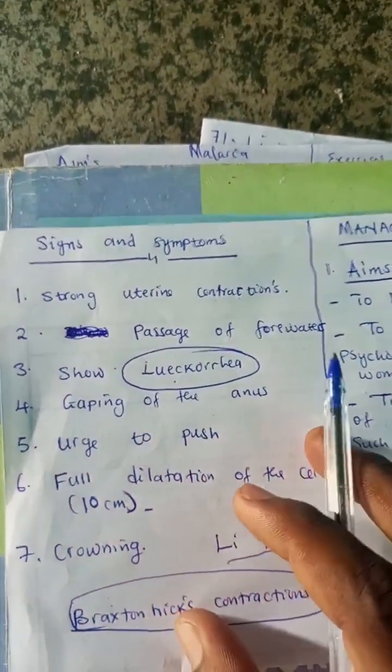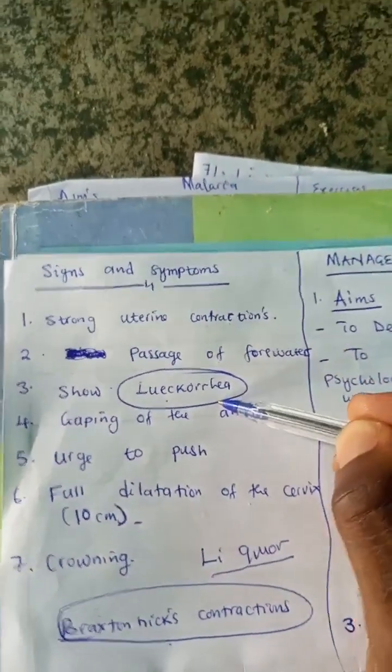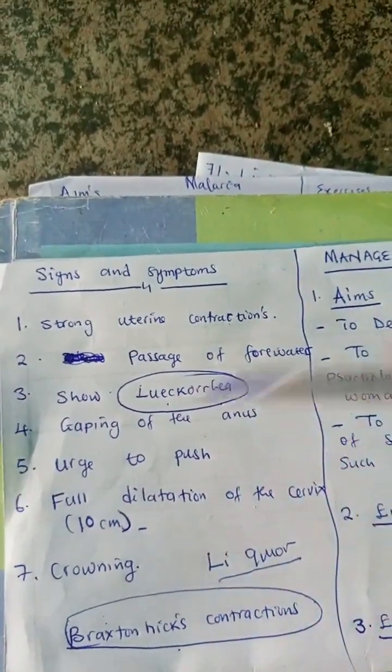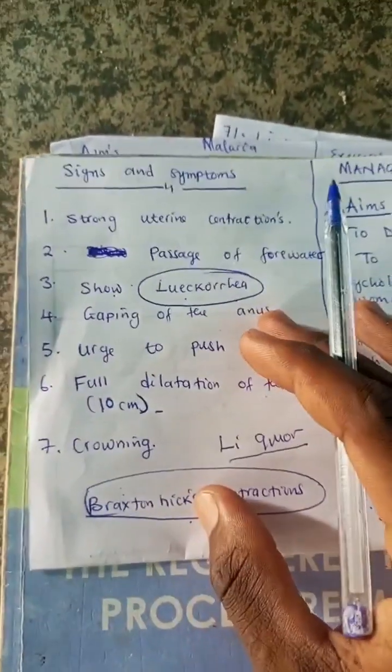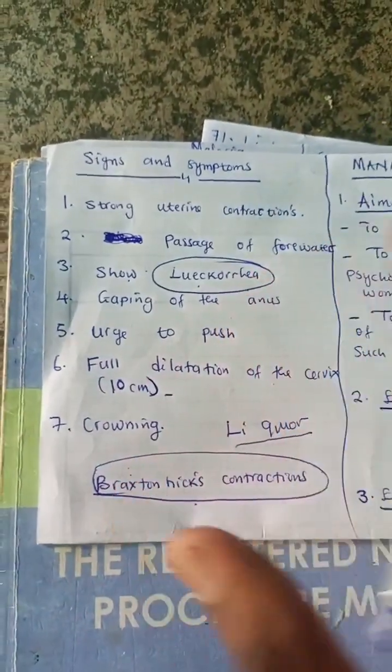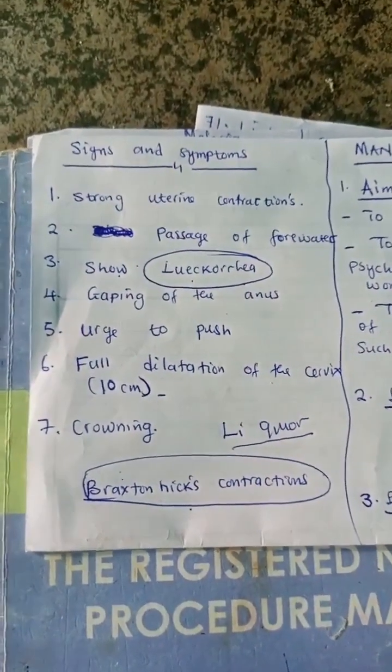But in second stage of labor, when this mucus plug contains blood and it is passed, we call it what? Show. And it is a sign and symptom of second stage of labor. This can also occur for some other reasons. It's not a definite sign and symptom of second stage of labor.